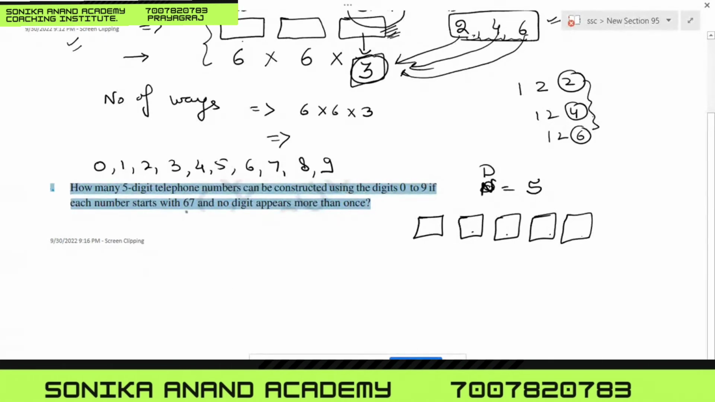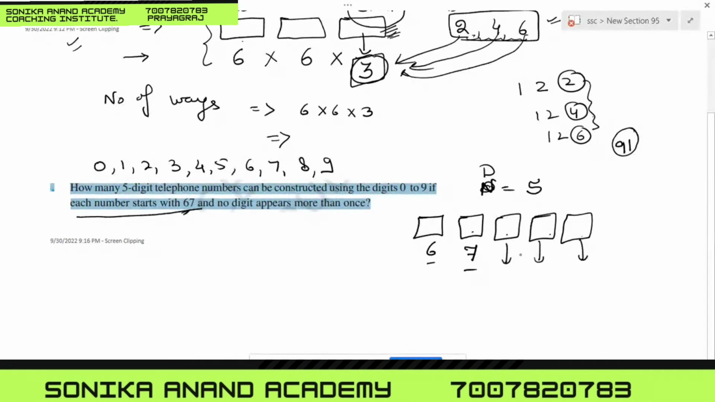Each number starts with 67. So that means the first two boxes are filled with 6 and 7, just as each number starts with 91 in India. Clear? Clear. No digit appears more than once. So repetition of digits is not allowed.